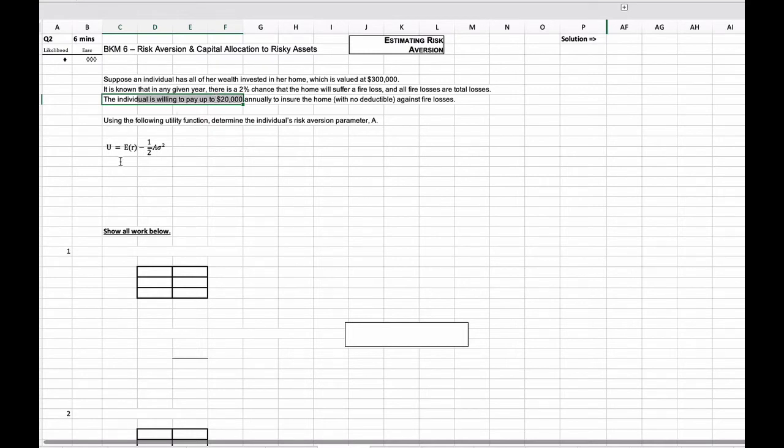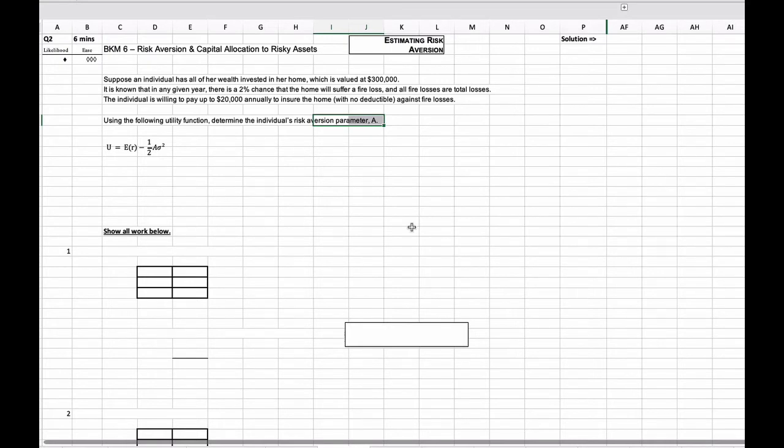We are also given a standard utility function. We need to compute the risk aversion A for this individual. We have two scenarios for losses. The first scenario is when a person has no insurance, and the second scenario is with insurance.